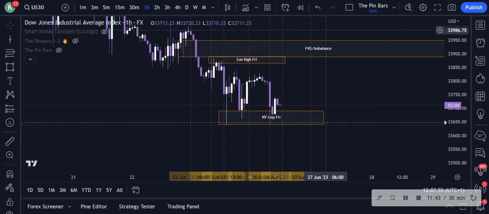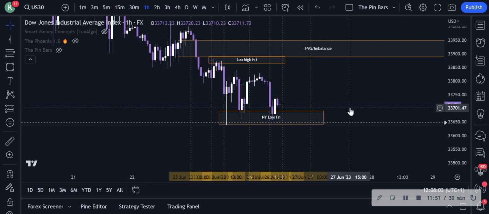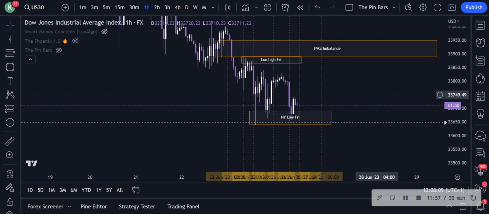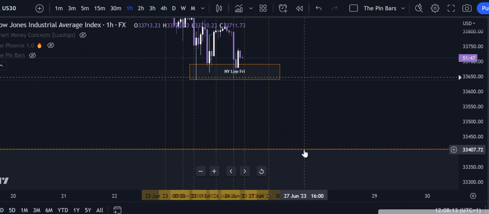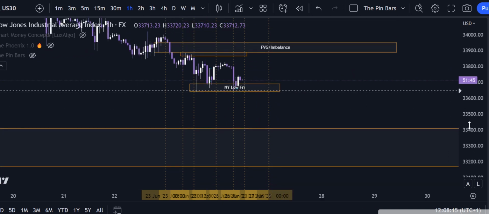Then wait for a rejection, wait for a break of structure on the 15 minutes or the 30 minutes, and then look for fair value gaps and see where price will retrace on a lower time frame, and then enter for shorts. And I've already told you guys where my entries for shorts would be. It will be right down here where there's an imbalance on the daily. Right, guys? So that's my analysis right now for US30.